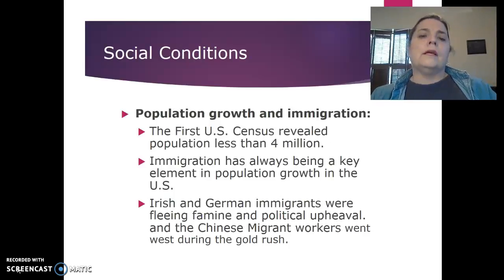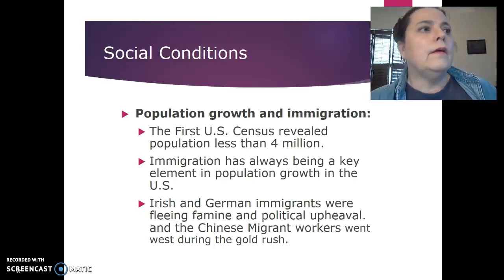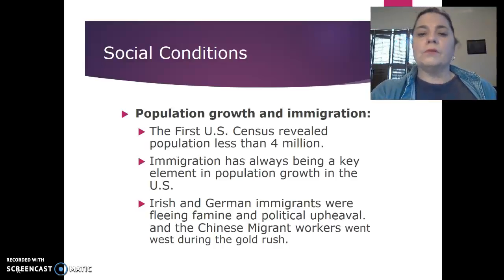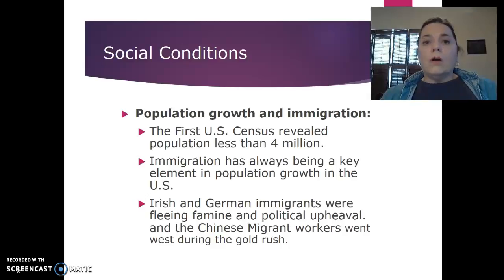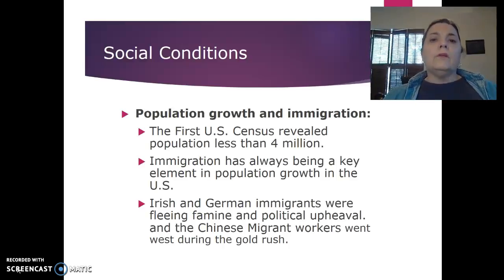A couple of the things that the text talks about, and there is some more detailed information in your textbook: the first U.S. Census revealed less than 4 million people in the United States. And we know nowadays that there are somewhere in the area of 300 million people. So we have definitely grown as a nation. Immigration has always been a key element in population growth in the United States, and immigrants have always had an influence on our social changes in our country.